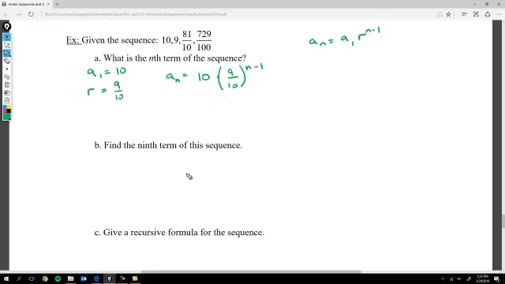Okay, moving on, finding the ninth term of the sequence. Well, I'm just going to plug in 9 for n. So I have 10 times 9/10 to the 9 minus 1 power, which is the same thing as 10 times 9/10 to the 8th power, which if you plug into your calculator, you get about 4.304, which is fine. That's going to be the ninth term.